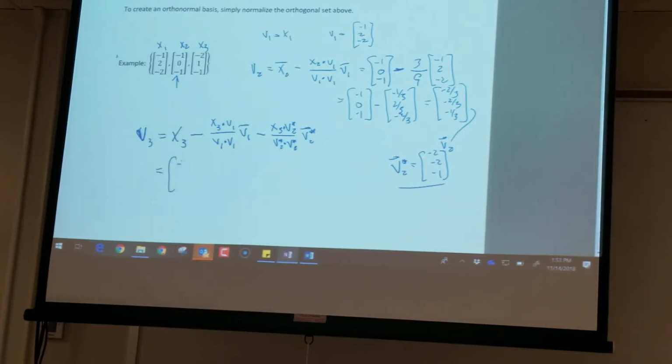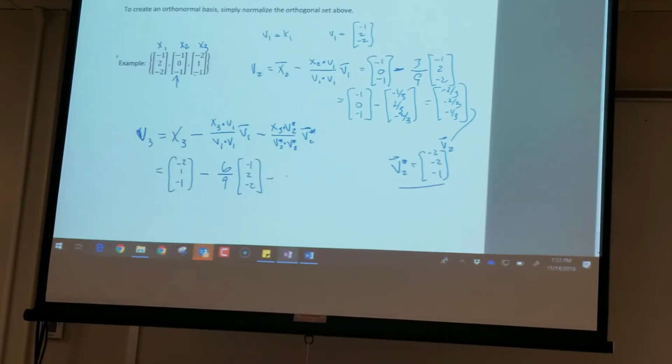X3 is -2, 1, -1. And then we have X3 dotted with V1. So that's the same thing as X1, +2, +2, that's 4, plus 2. I got 6. And then V1 dotted with V1, we did that already, that was 9. And V1 was -1, 2, -2.